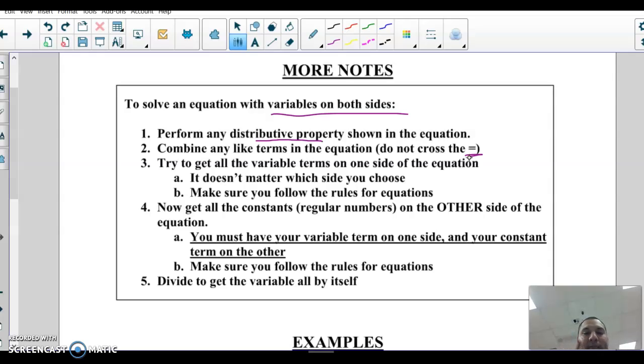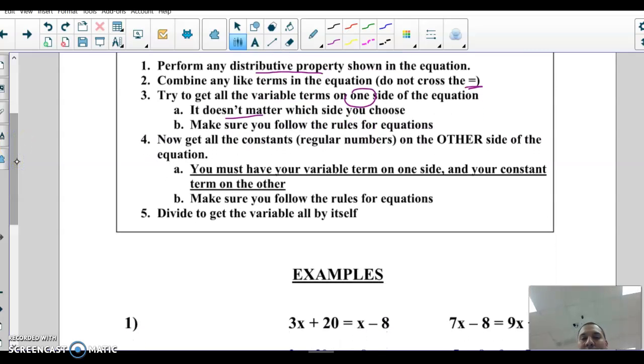Once that's done, then you're going to cross the equal sign. We're going to get our variables to one side of the equation. Doesn't matter which side you choose. And just make sure you follow the rules. So if it's a positive 2x and you want to get it to the other side, you'll subtract 2x. So it cancels itself and it moves over. Make sure you do the same thing on both sides. And then get your constants, your regular numbers, if you will, on the other side of the equation. All right, make sure your variable term is on one side, constant on the other, and then you just divide at that point.